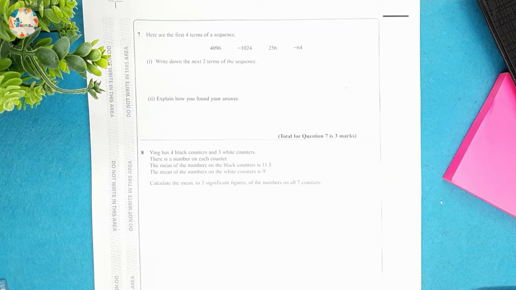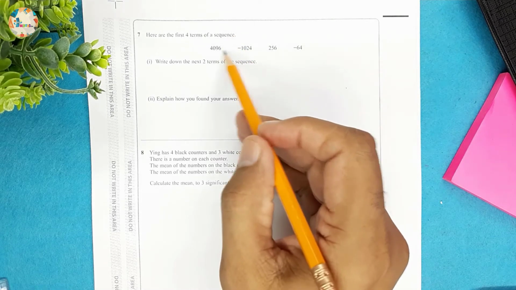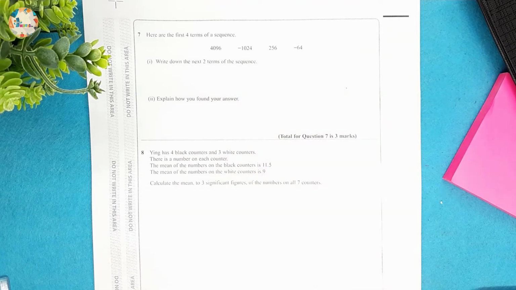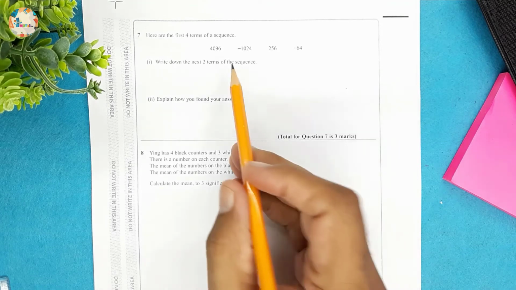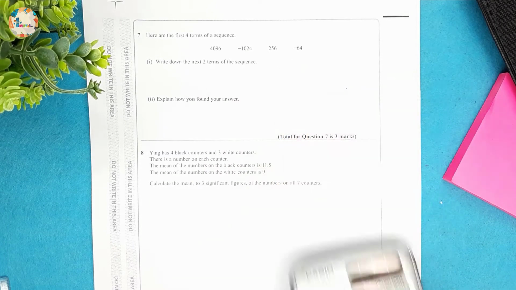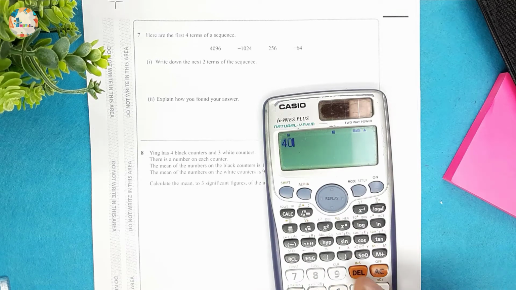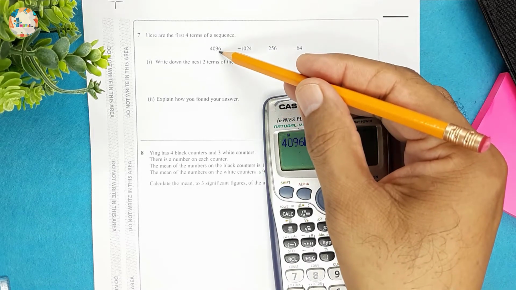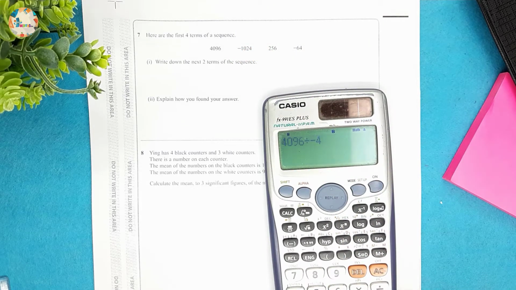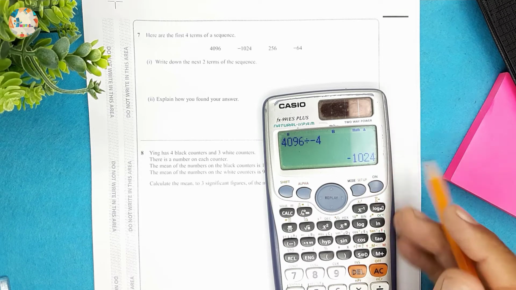Now question number 7. Here are the first 4 terms of the sequence. Write down the next 2 terms of the sequence. So we will have to write the next 2 terms for this sequence. If we check this sequence, we will notice that 4096, if we divide this number by minus 4, we will get this. So divided by minus 4 is equal to minus 1024.